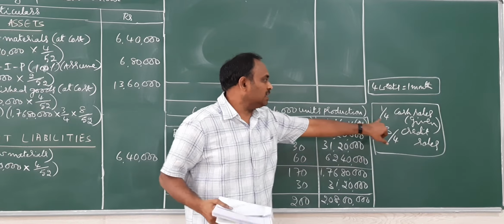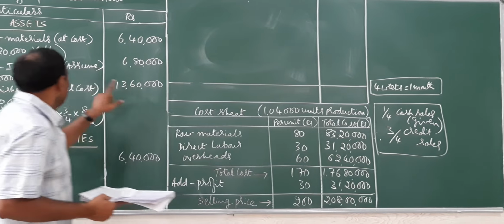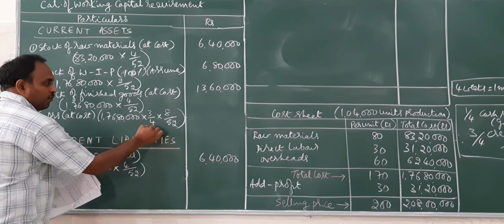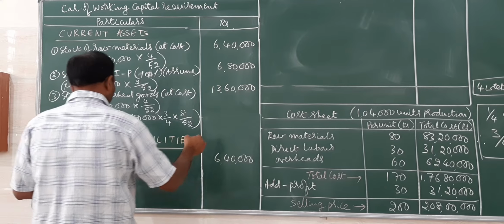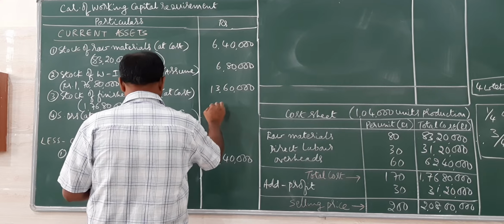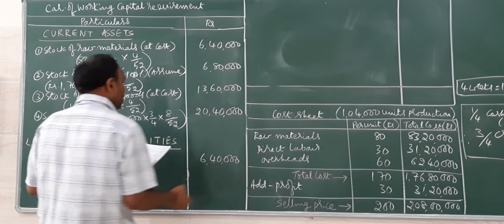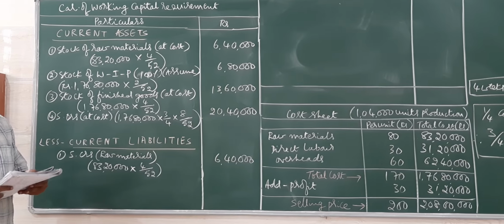So 1/4 is cash sales, means the remaining is 3/4, that becomes credit sales. The credit sales is connected to debtors. That's what I have taken here. 3/4 as credit sales for 2 months, that is 8/52. $20,40,000. Next, move on to the next sentence.